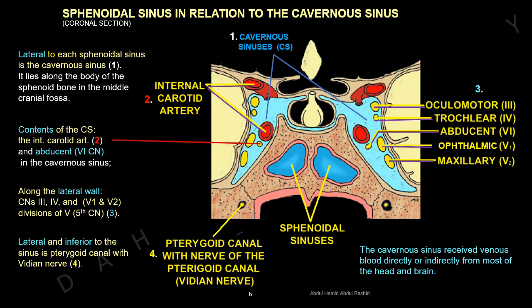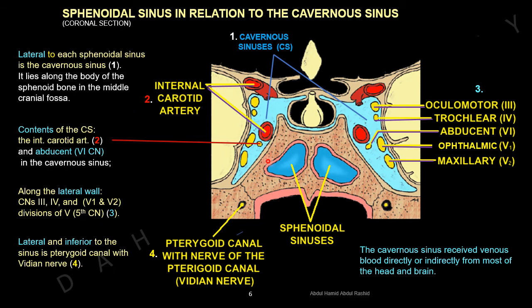Sphenoidal sinus in relation to the cavernous sinus. This is a pair of sphenoidal sinuses in the body of the sphenoid bone. Above is the pituitary gland. Lateral to the pituitary and sphenoidal sinus is the cavernous sinus, number 1. Inside the cavernous sinus, we have an internal carotid artery and 6 cranial nerves.